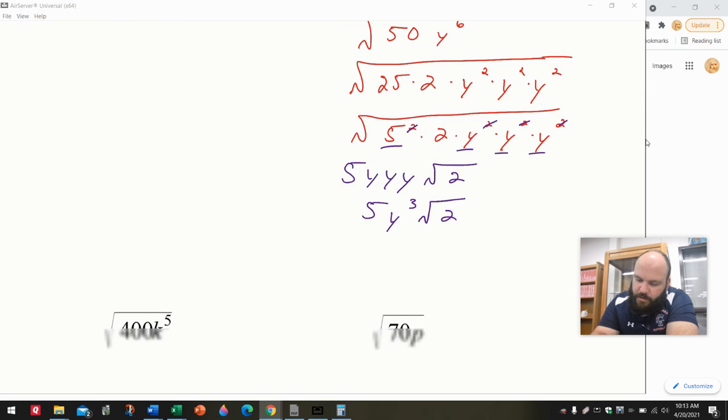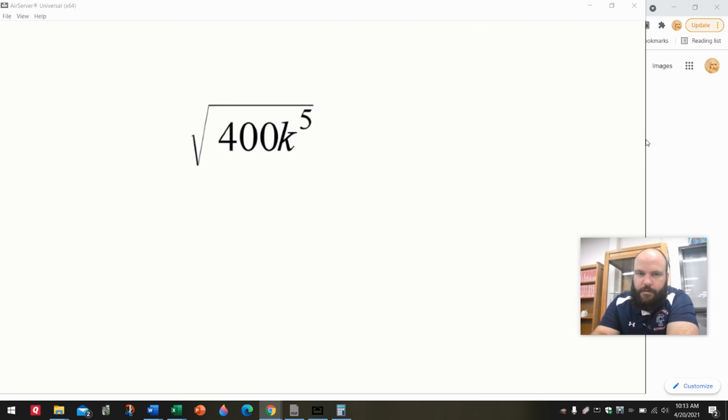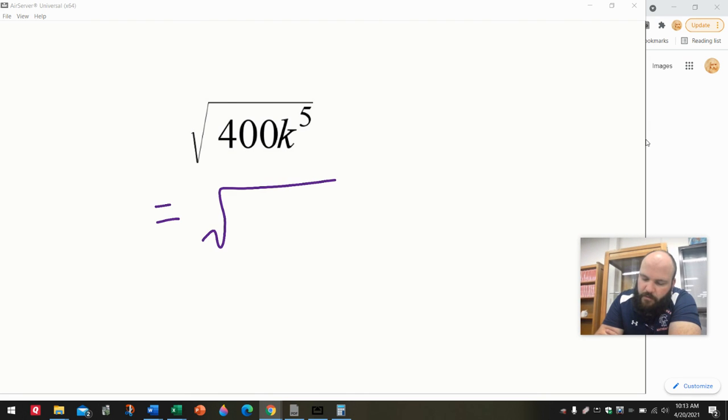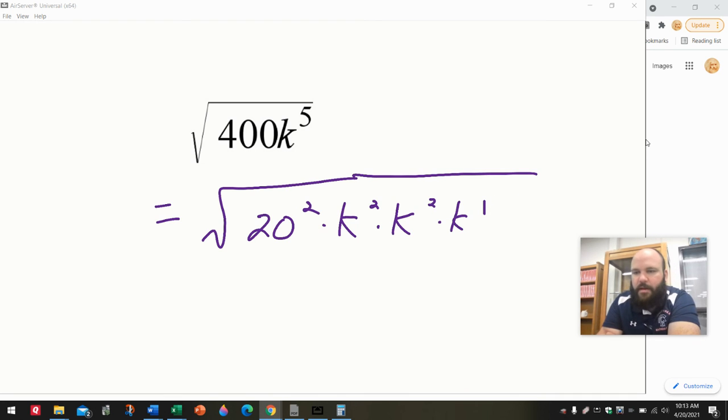Now the last one that I want to show you is this one right here. So 400, you might not know, is actually a perfect square. So we can rewrite this as 20 to the second. Now we're going to break the k up. K to the second, k to the second, k to the first. There's where we get our 5. 2 plus 2 plus 1.